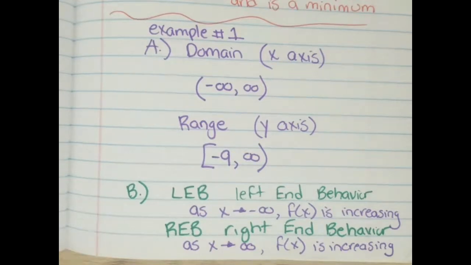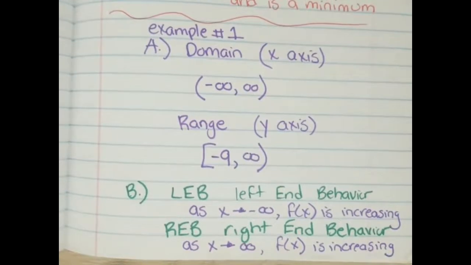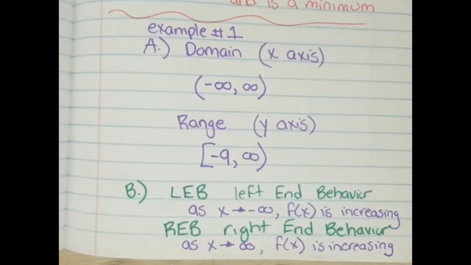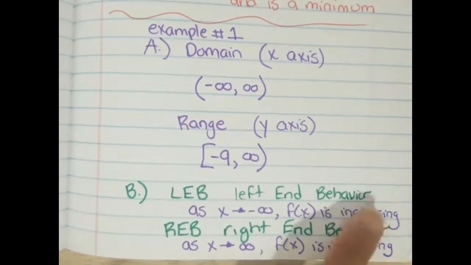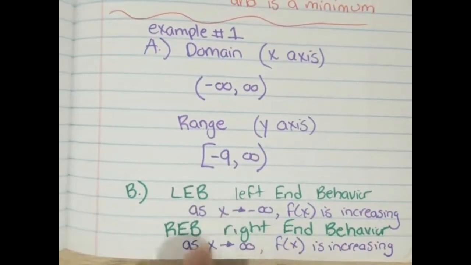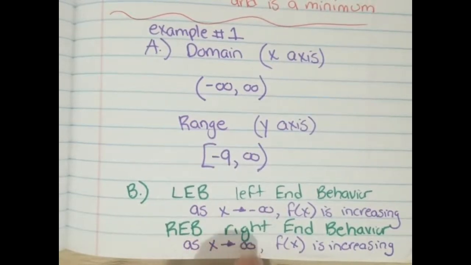All right, hopefully you had enough time to write all of this down. LEB is the left end behavior, and you would answer that as x approaches minus infinity. For example number one, f of x is increasing. And then the same for the right end behavior: as x approaches positive infinity, f of x is also increasing. For a graph with something different, we would only have to change those two values depending on the graph, but the first part is what you want to write for both of those: as x approaches negative infinity, as x approaches positive infinity.